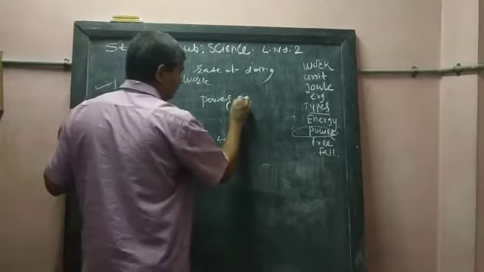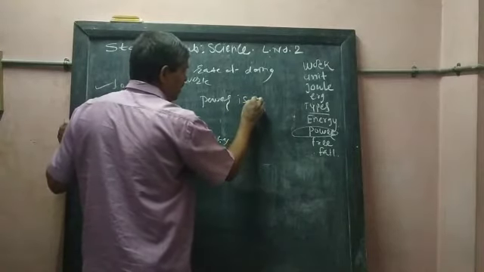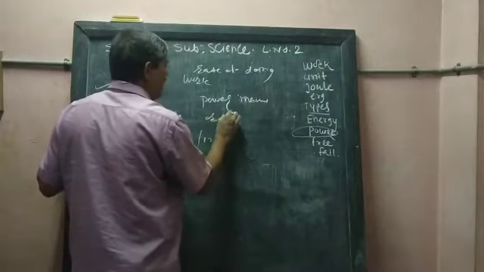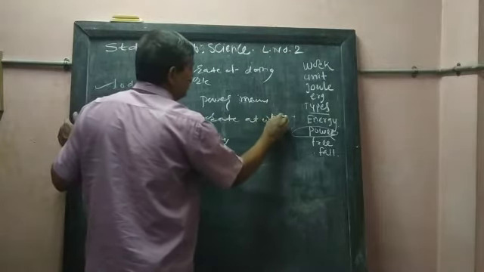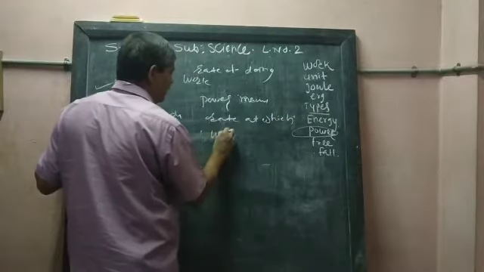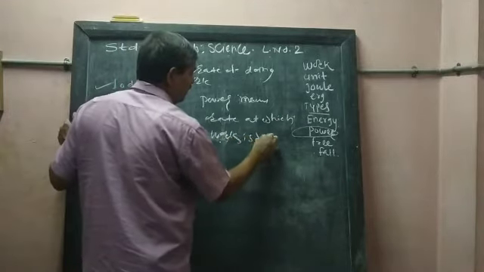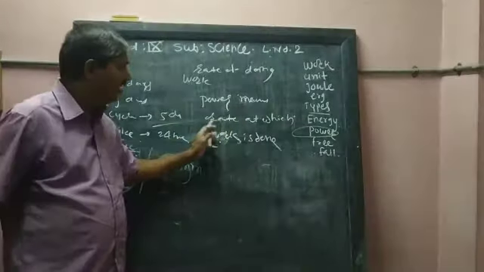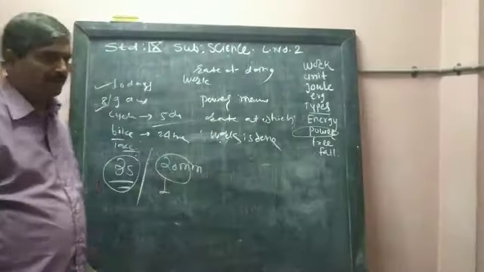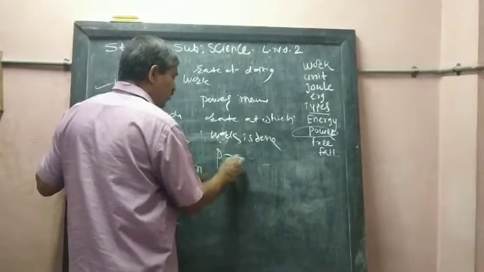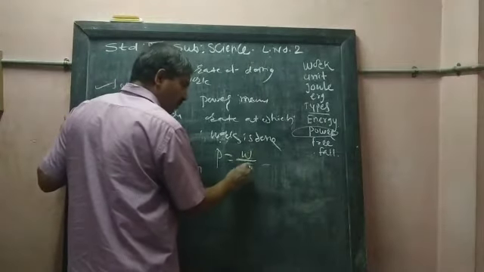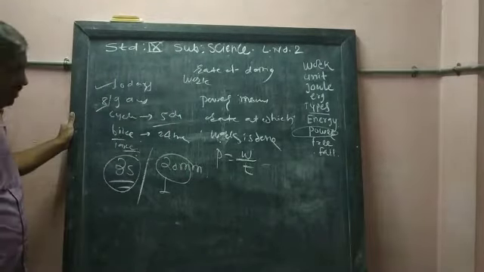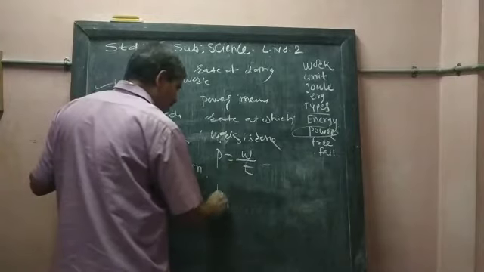So power means what? Power means the rate at which work is done. Understand? Therefore, power is equal to work done in a specific time. P is equal to W upon T.